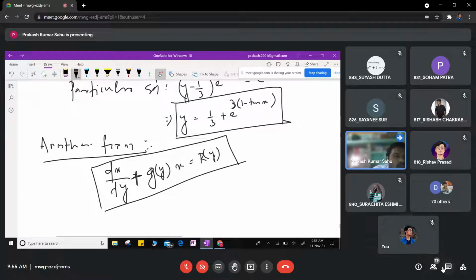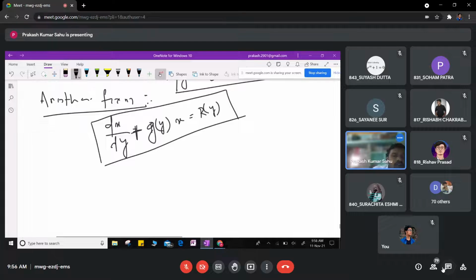dx by dy plus g(y) into x is equal to r(y). That is, here your x is the dependent variable, y is the independent variable. Okay, some linear differential equation is of the form like this. Okay, so here you see what is your integrating factor? Same. This is e to the power integration of g.